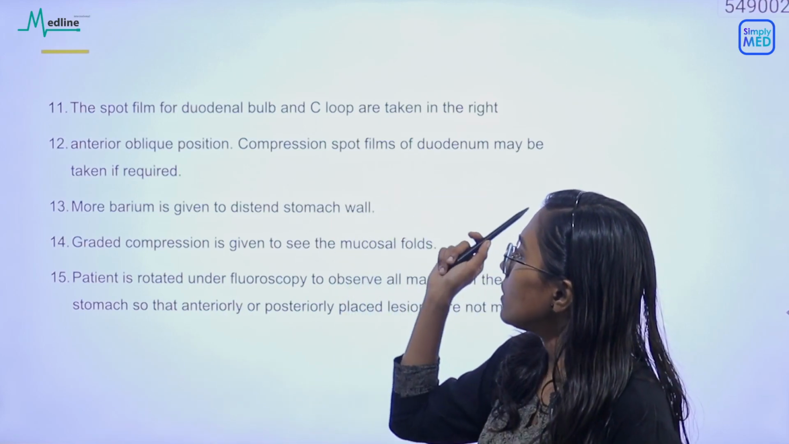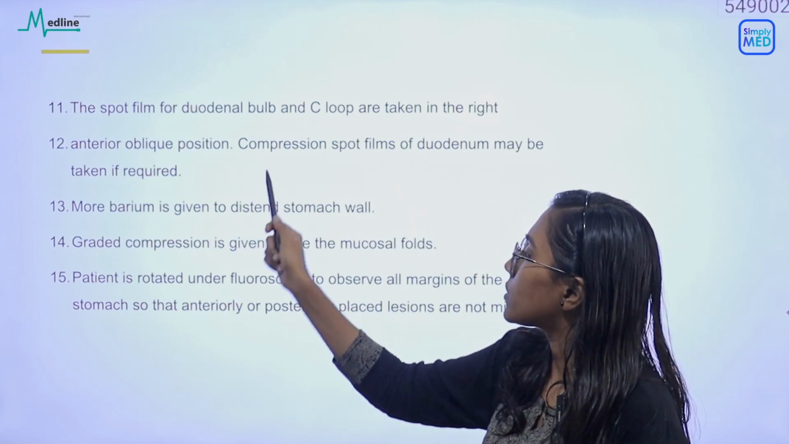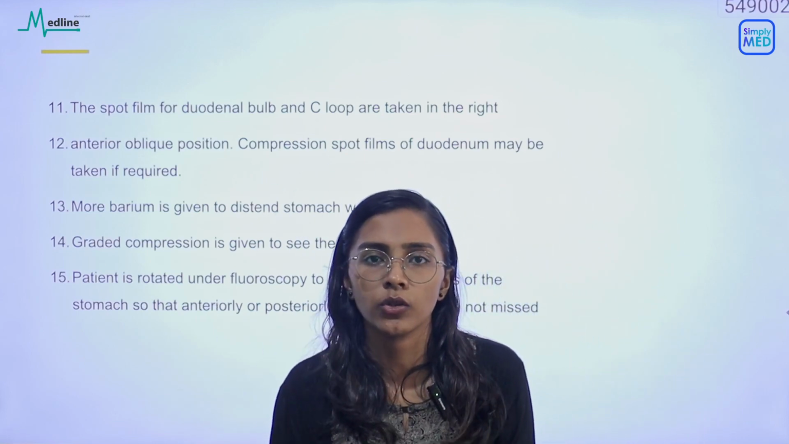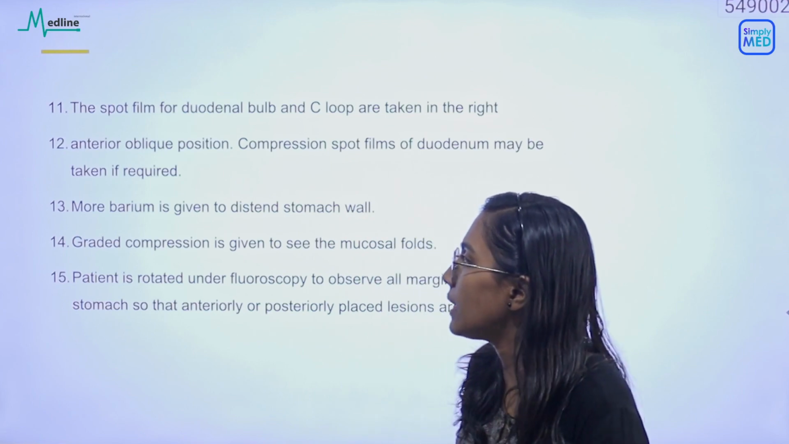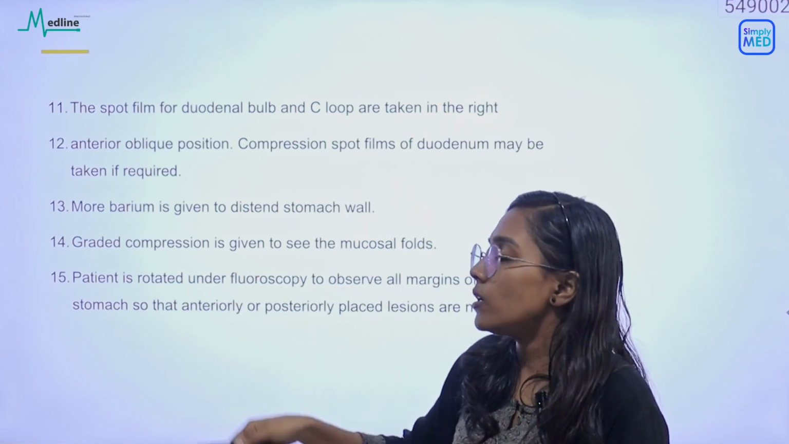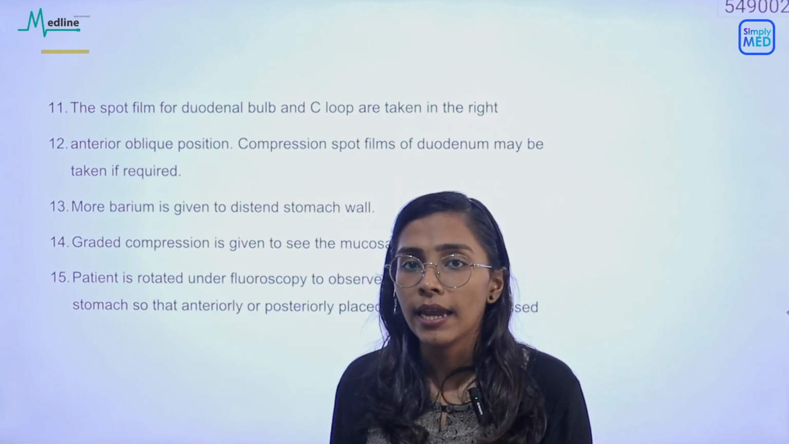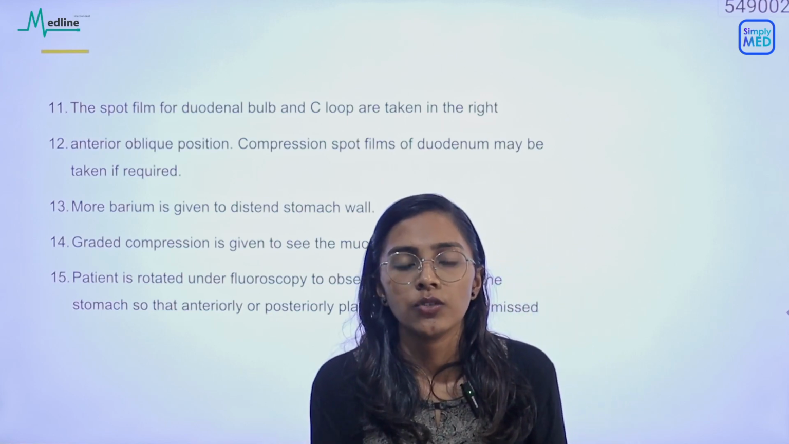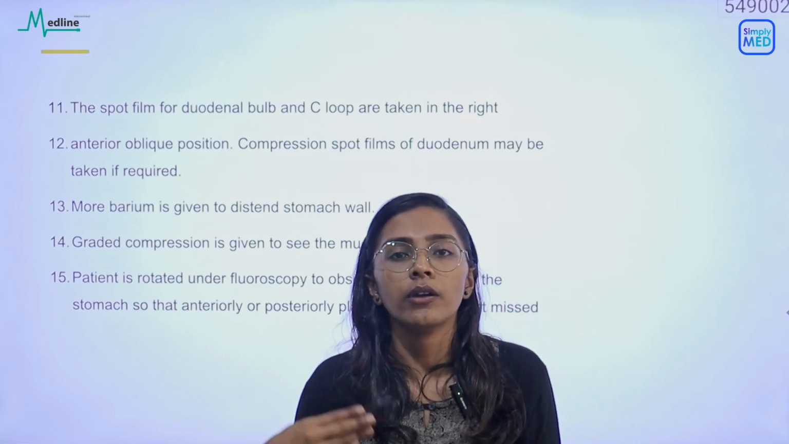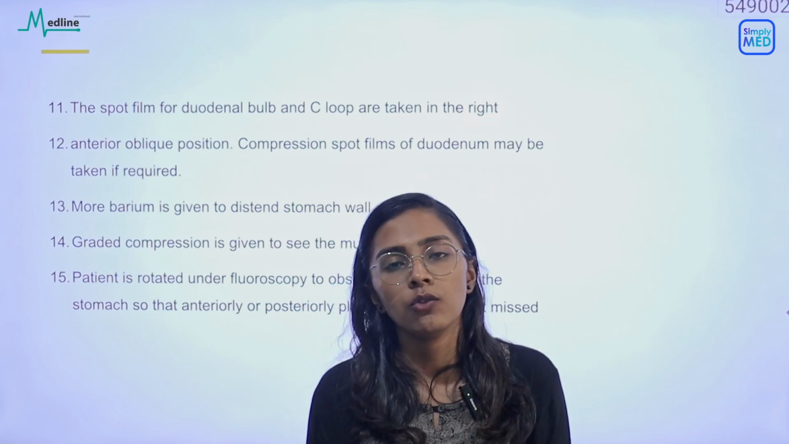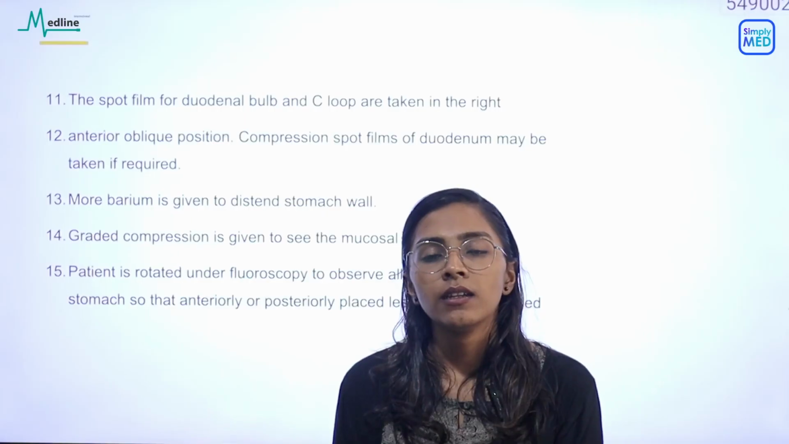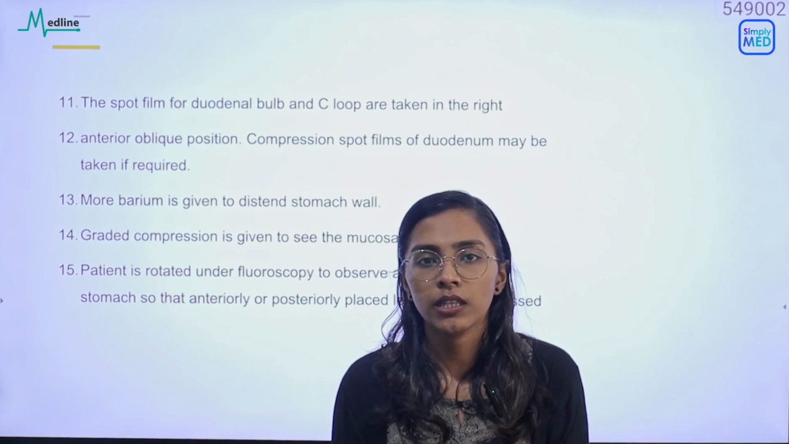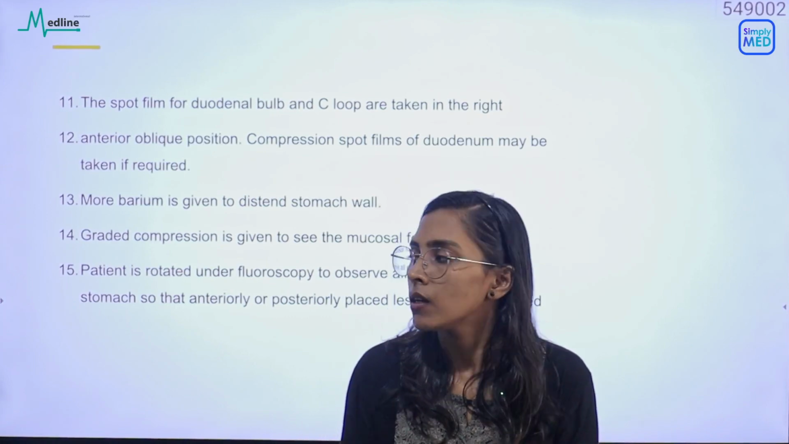Okay, in the right anterior oblique position, we can also take some compression films, gas compression films. If we want to distend the stomach wall again, then we can give some more barium. If the image which was acquired is still not satisfactory, then we can give more barium and do the procedure again. We can also give graded compression in order to see the mucosal folds also.